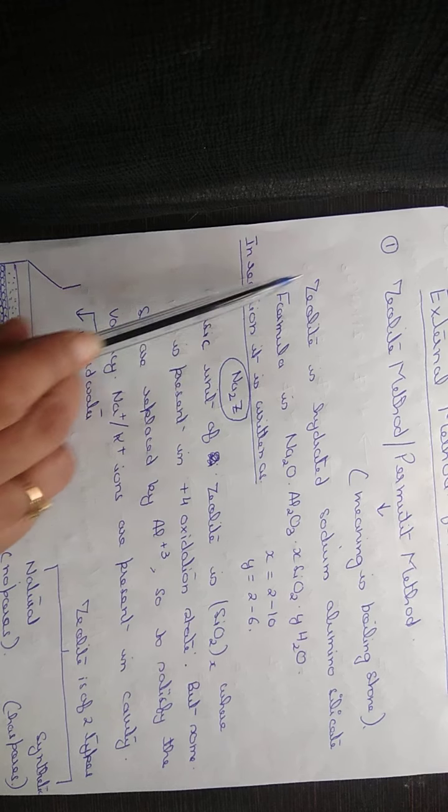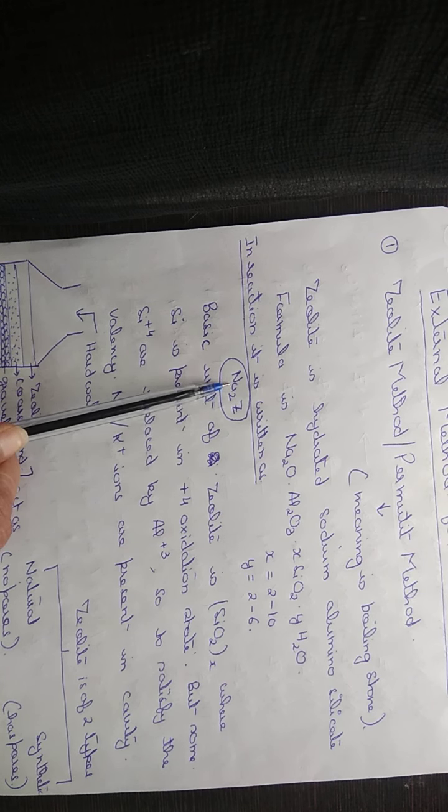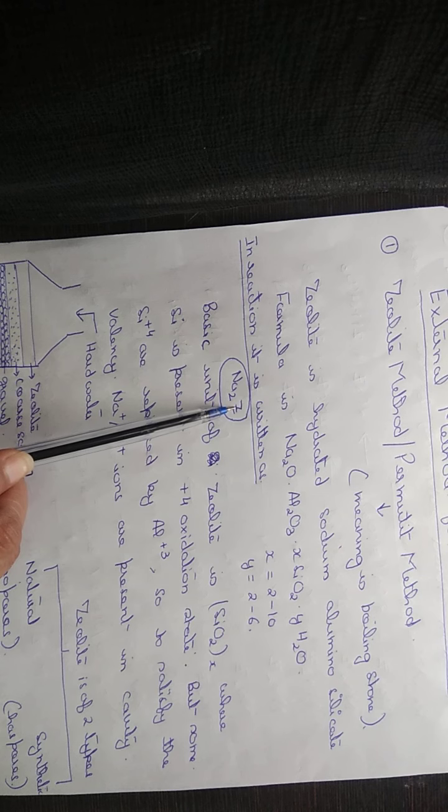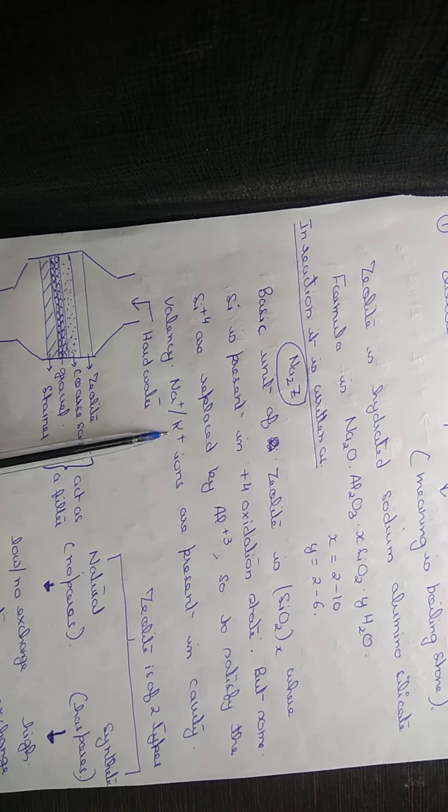Now, whenever we write the formula of zeolite in equations, when we are writing reactions, it is written as Na2Z. Sodium ions of zeolite can be replaced by hardness causing cations like calcium and magnesium. Z here represents these three components. The basic unit of zeolite is SiO2, where silicon is present in +4 oxidation state. But some of the silicon ions are replaced by aluminum ions in the matrix of zeolite, so there is a difference in valency. To satisfy this valency, in the cavities of zeolite we have either sodium ions or potassium ions.